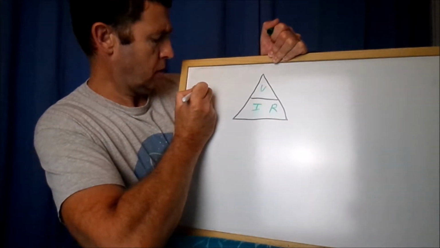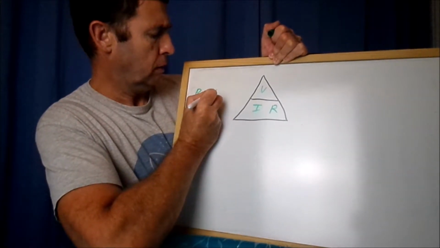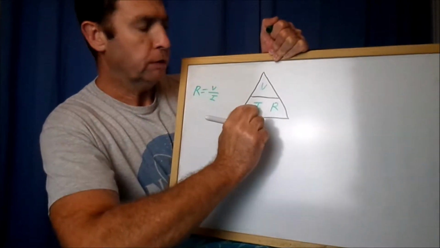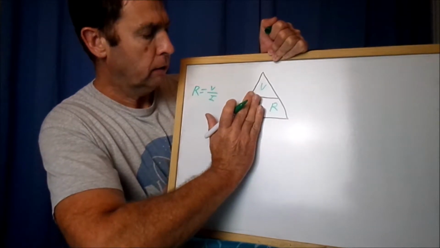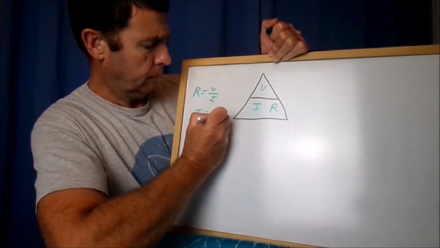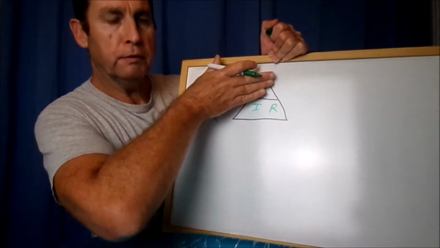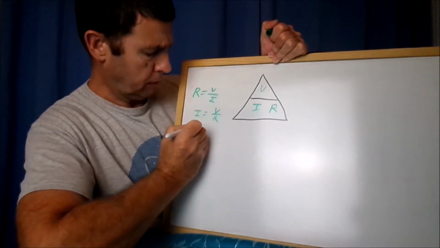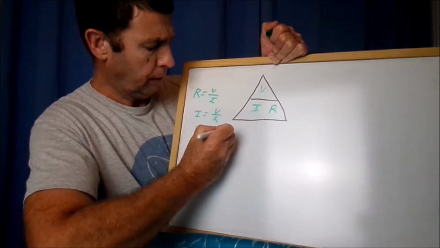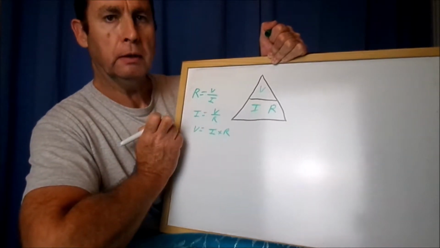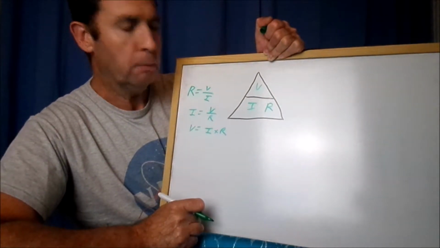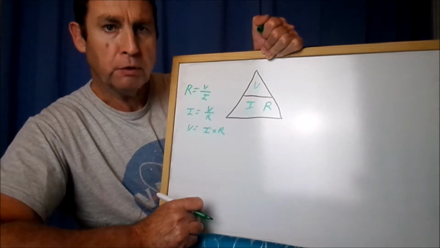It would be R is equal to V divided by I. And similarly, if we wanted I, we cover up I, and I would say V over R. And lastly, if we cover up the V, it shows us that V is equal to I R, or I times R, if you like. If you don't put a sign in between the letters, that insinuates a multiplication. And that's the easy way of doing it.